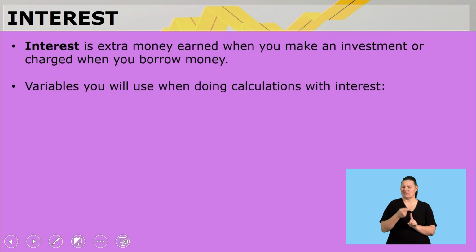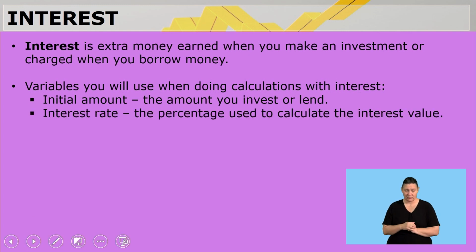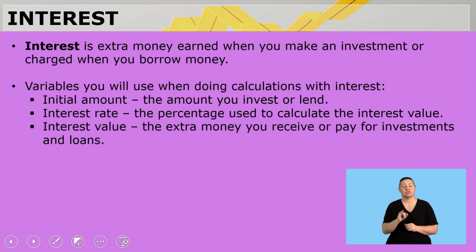What is interest? Interest is extra money earned when you make an investment or extra money charged when you borrow money. The variables you will use when doing calculations with interest are the following. The initial amount, that will be the amount you invest or lend. The interest rate is the percentage used to calculate the interest value. The interest value is the extra money that you will receive or pay for investments or loans.